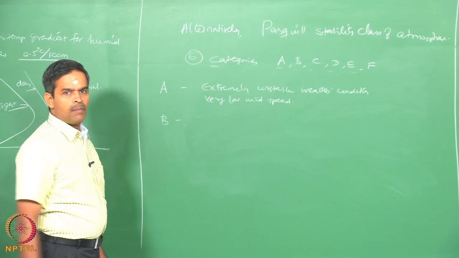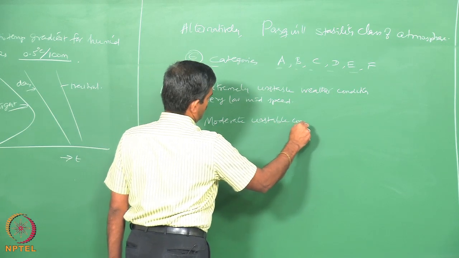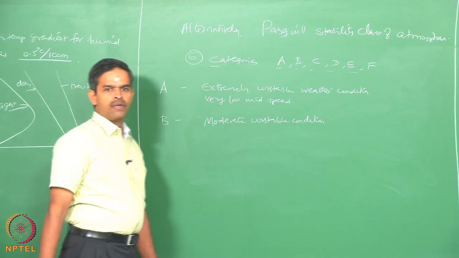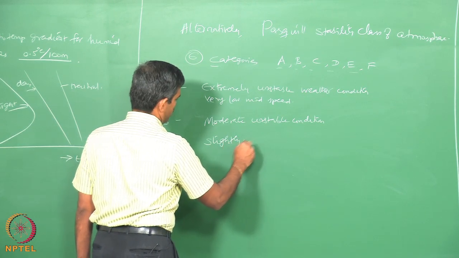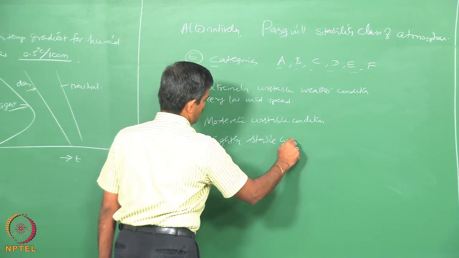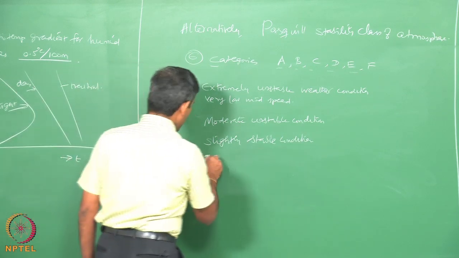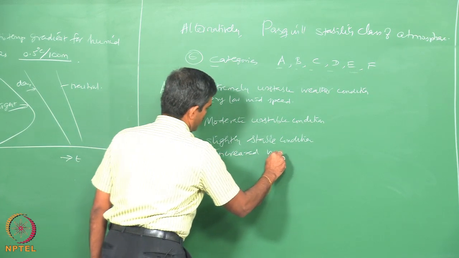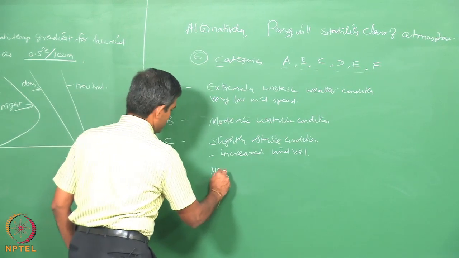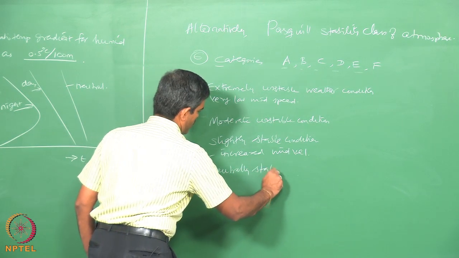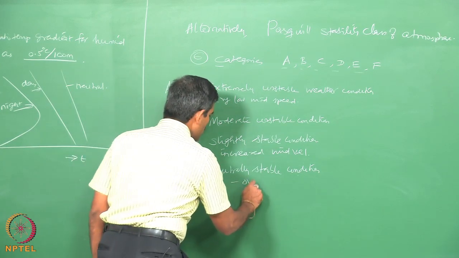B refers to moderate unstable condition. C refers to slightly stable condition with increased wind velocity. D refers to neutrally stable condition which is used for overcast conditions.